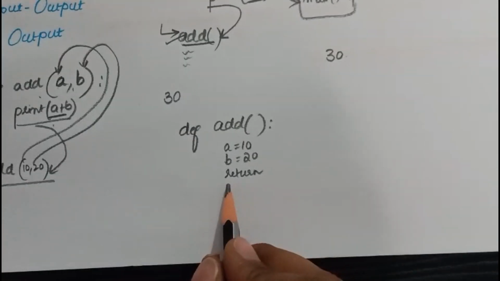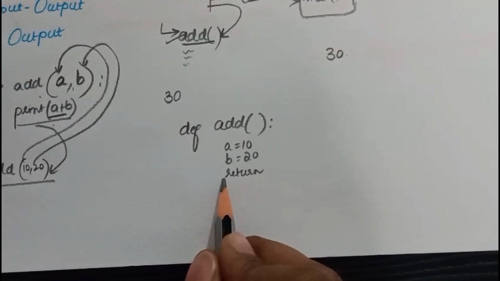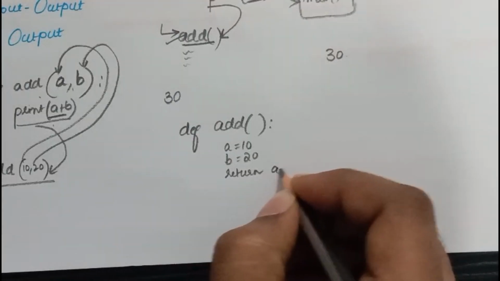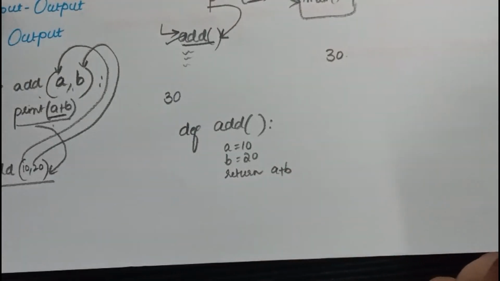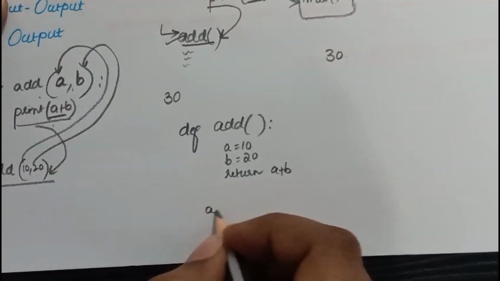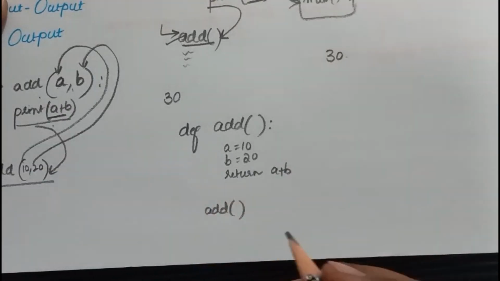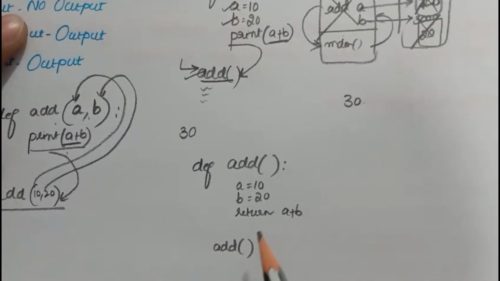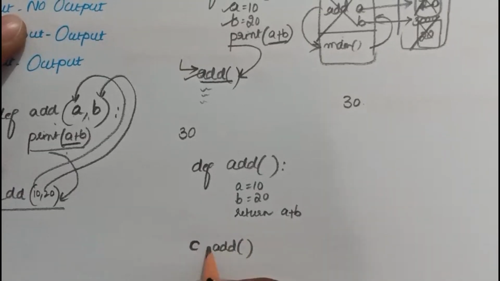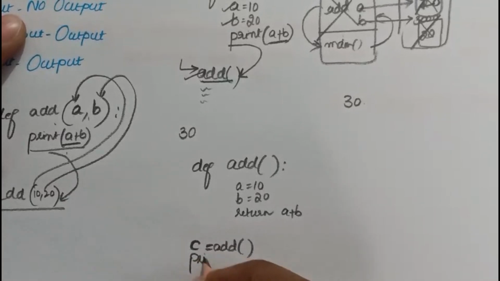So we have to use the return keyword. What should we return from this function? We should return the sum of a and b. And then we call that function. Since this function is returning something, we have to store that value. To store that value, we have to declare a variable and assign the value returned by this function to this variable. And then we print the value of c.